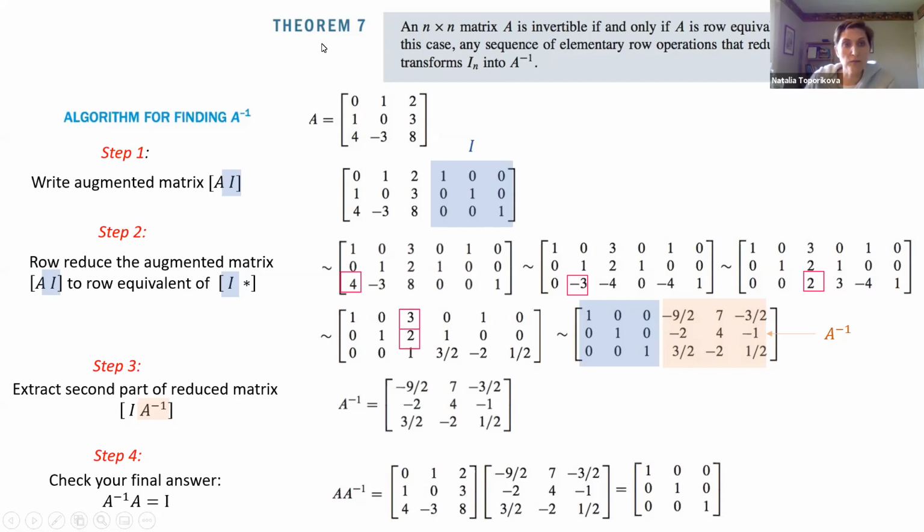And that's all about the algorithm for finding the inverse matrix. Now I would like you to go to the questions assigned for the next quiz and start practicing.